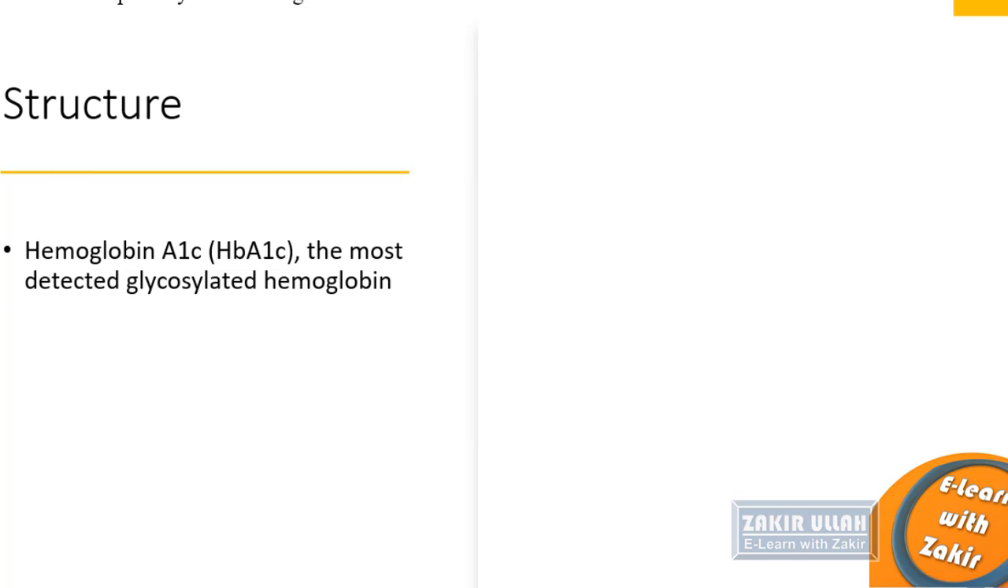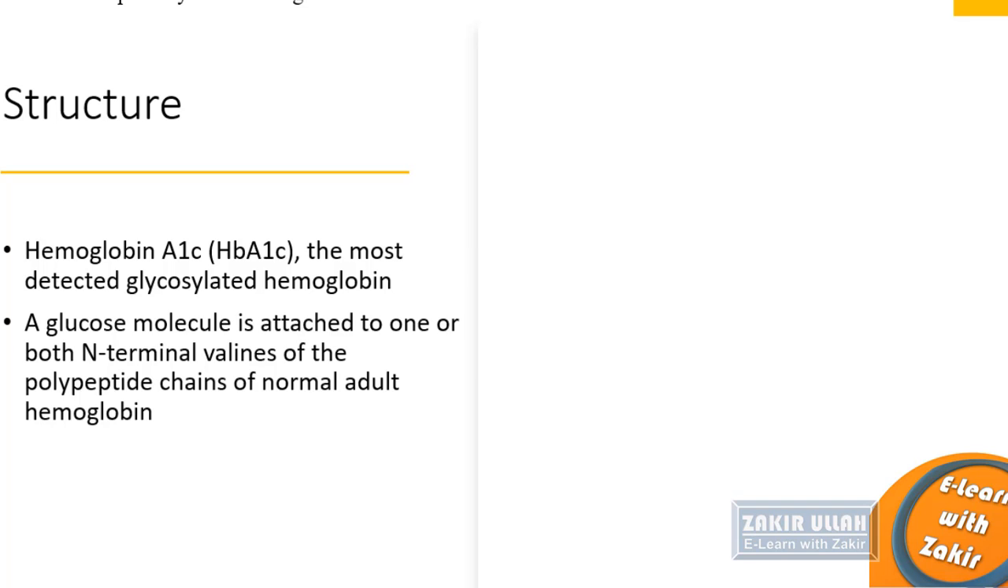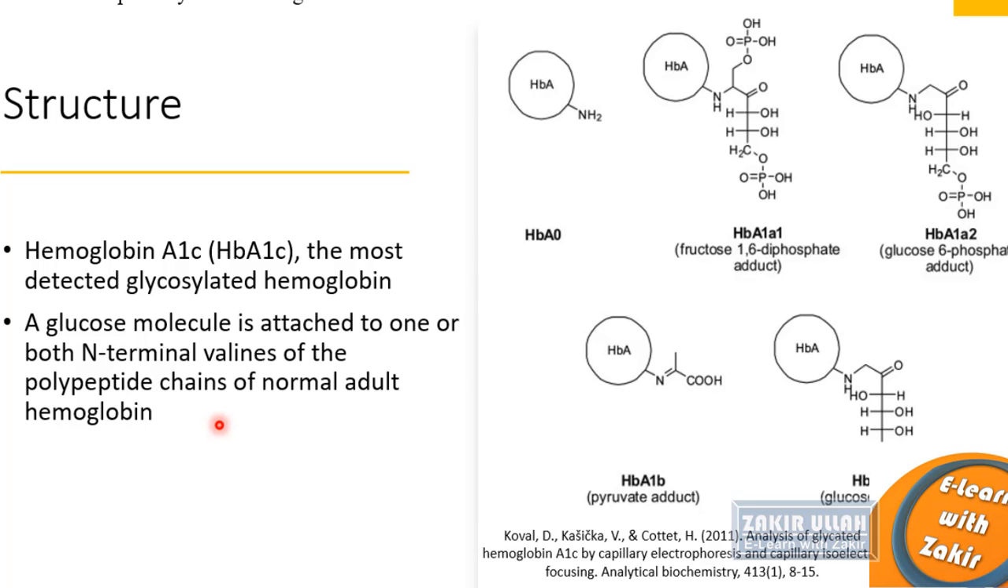Coming to the structure of glycated hemoglobin: hemoglobin A1c, or HbA1c, is one of the most detected glycated or glycosylated hemoglobins. In this glycated hemoglobin, a glucose molecule is attached to one or both of the N-terminal valines of the polypeptide chain of normal adult hemoglobin. These are the different types of glycated hemoglobin.